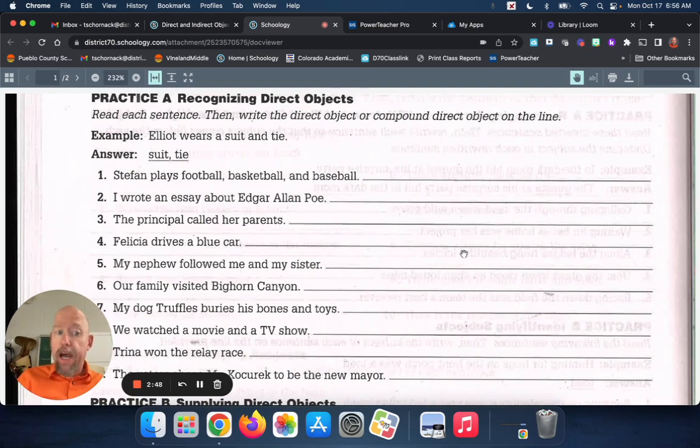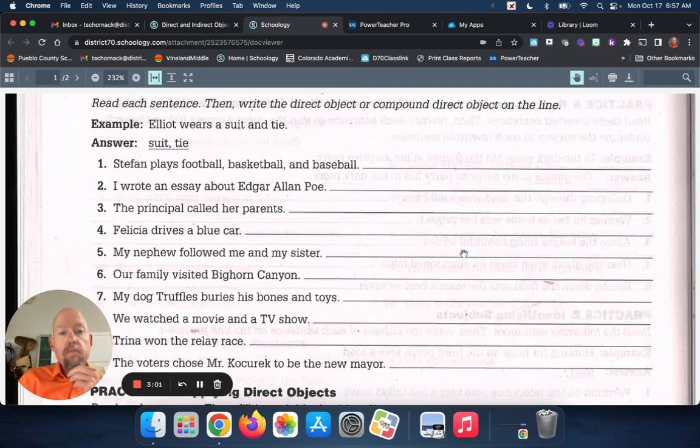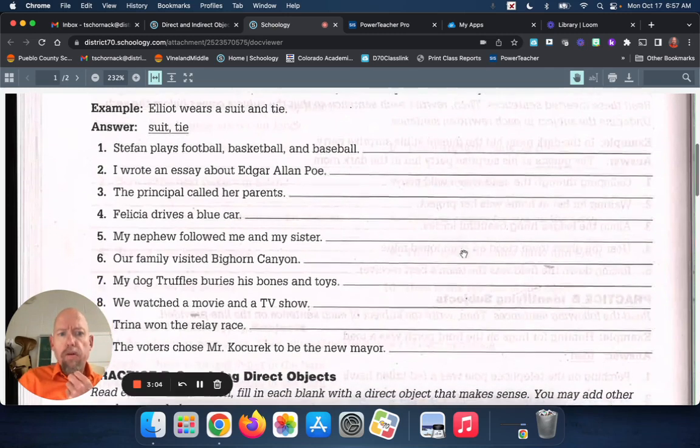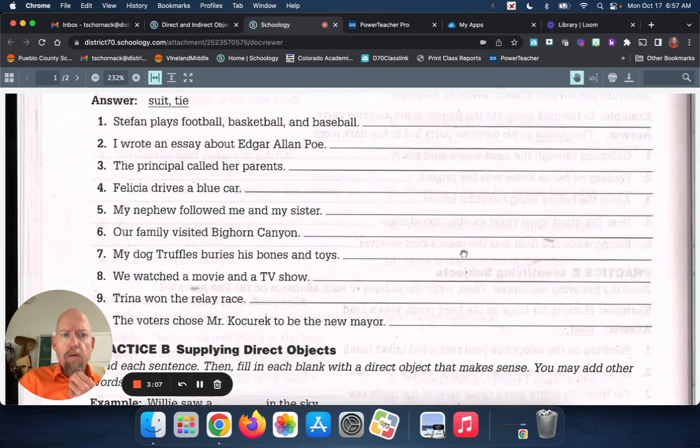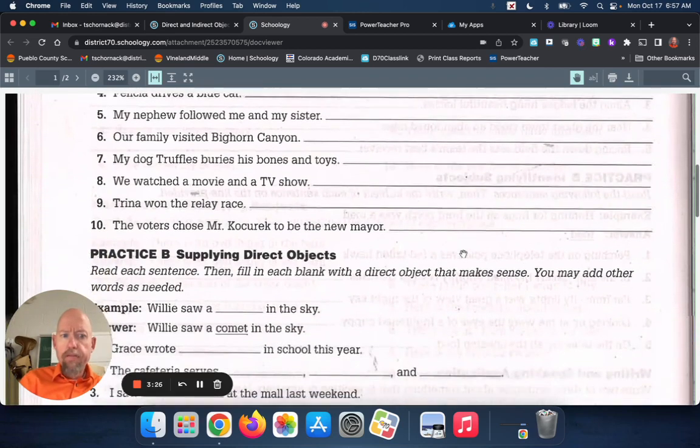Well, there's 3 direct objects in number 1. Stefan plays football, basketball, baseball. So write on your paper football, basketball, and baseball. There's only 1 in number 2. There's 1 in number 3. There's 1 in number 4. And there's 2 in number 5. So part A for direct objects will be worth 1, 2, 3, 4, 5, 6, 7, 8 points.